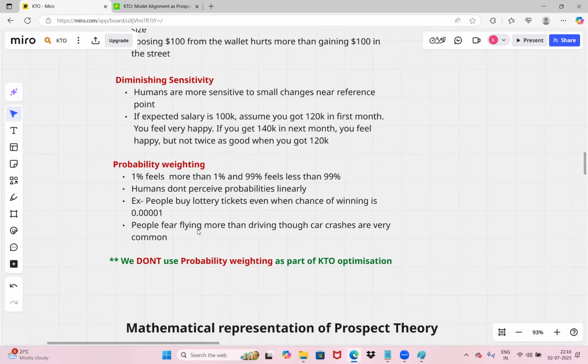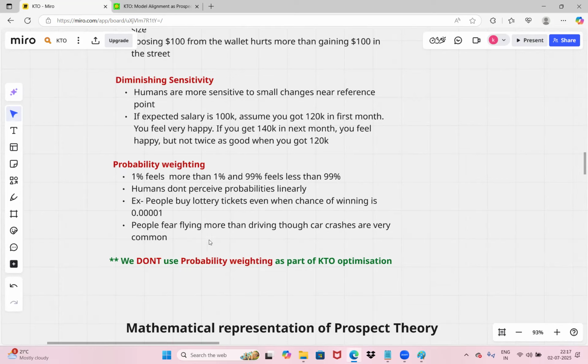Let's take one more example. People fear flying more than driving a car, even though everyone knows that flight crashes are very rare. Even so, people feel that the flight might crash. So here, the 1% probability of a flight crashing feels more than what it actually is. Car crashes are very frequent. Just for assumption, let's say it is 99%. But still, people feel that driving a car is very safe. Here they are thinking that 99% is less than 99%.